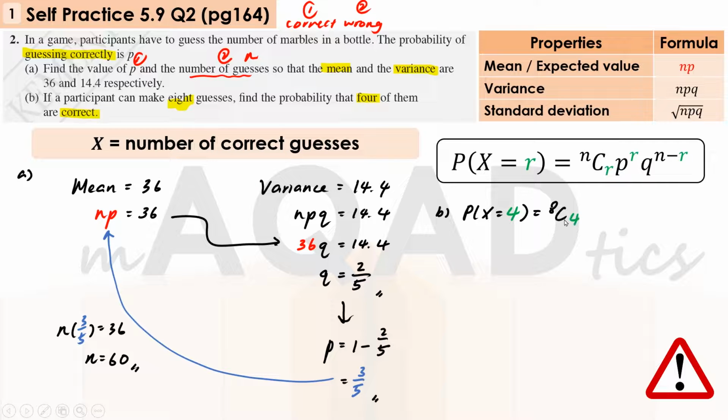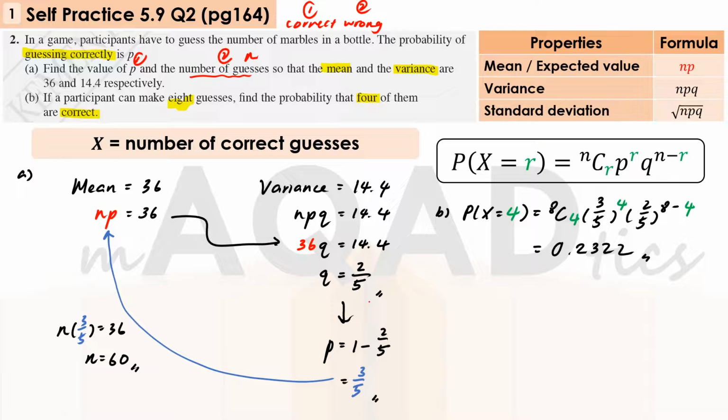Okay, and here will be followed by C4. p will be the success probability, which is 3 over 5, and this success we need to have 4 times, so we multiply 4 times. And the failure probability, which is 2 over 5. Because of 8 guesses, we need to have 4 correct, which means 4 incorrect as well, so here 8 minus 4. Then we can just put this into the calculator and you'll get your probability, which is 0.2322.